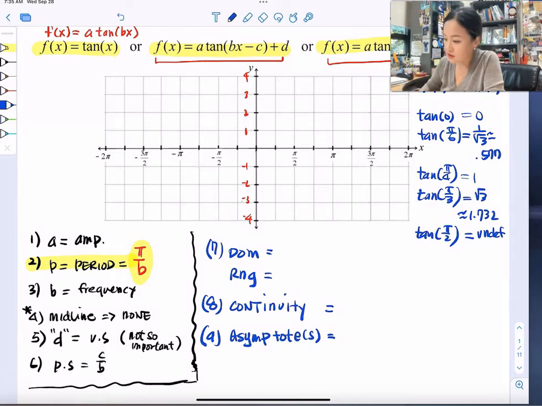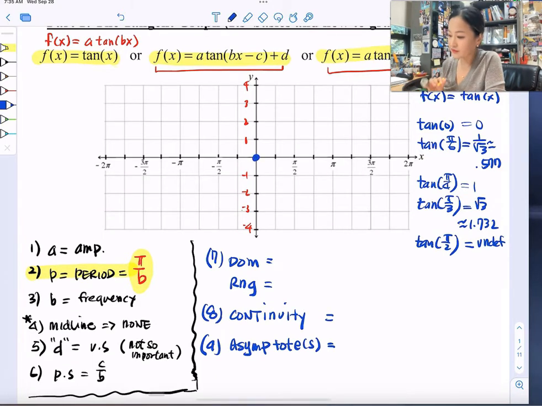We can start graphing. 0, 0. Tangent of 0, 0. Pi over 6, we'll do pi over 2 first. Well, let's do pi over 4 first, which makes it easy, right? Because we have 0 and pi over 2, so pi over 4 is somewhere between, which is 1. So we're going to put a 1 there. Pi over 2 is undefined.